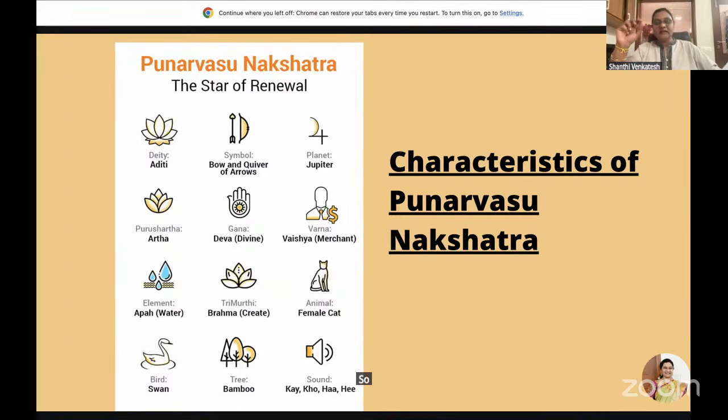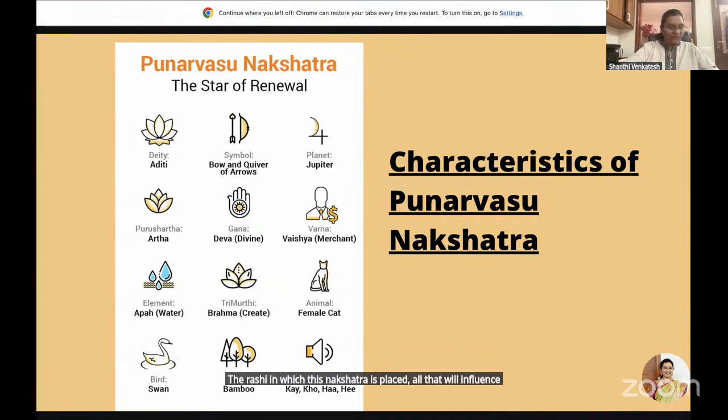So you have to understand that the deity, the planet that rules, the Rashi in which this nakshatra is placed, all that will influence the characteristic of the nakshatra. So the first three padas are found in Mithuna Rashi. The fourth pada you'll find in Karkataka Rashi.